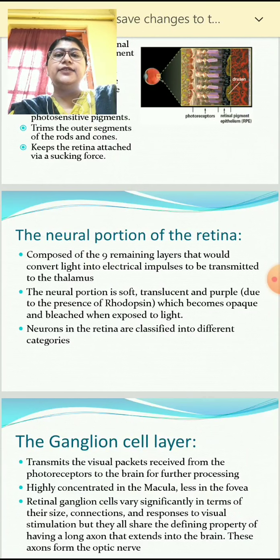Now, as I told earlier, the neural portion of the retina are the rest 9 layers. They convert light into electrical impulses to be transmitted to the thalamus. Neural portion is soft, translucent and purple due to the presence of rhodopsin, which becomes opaque and bleached when exposed to light.